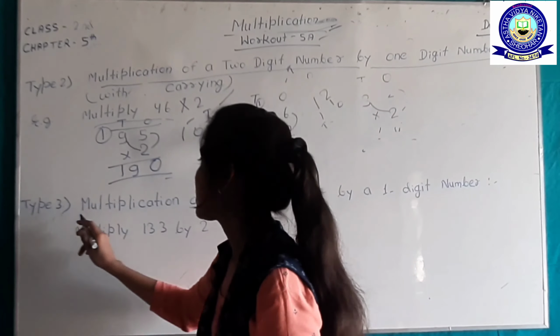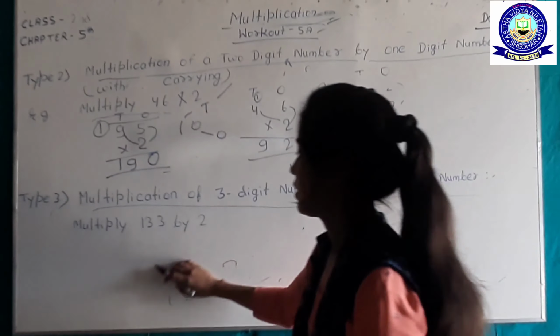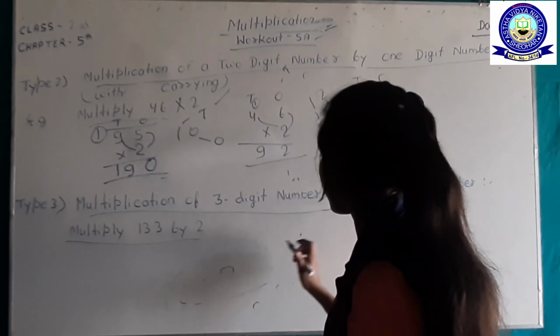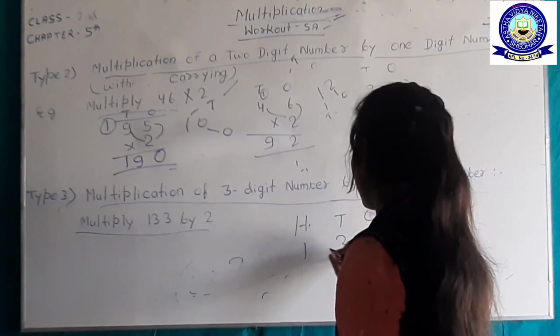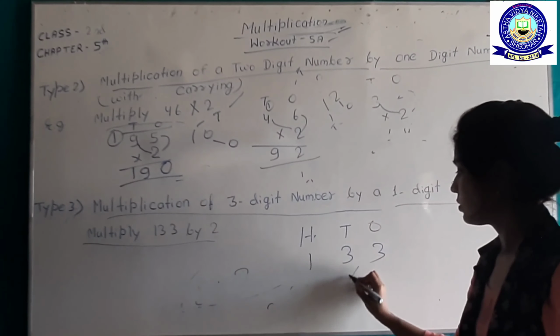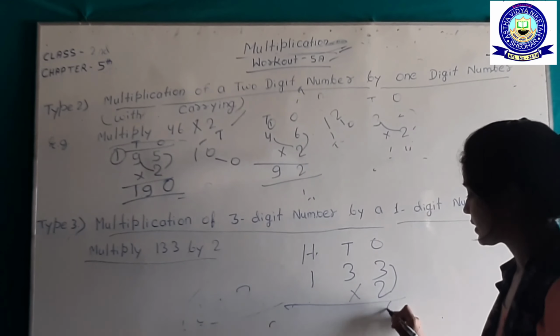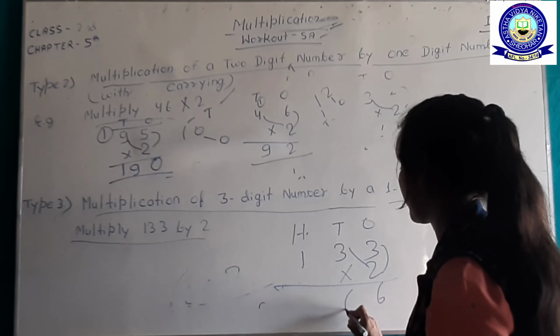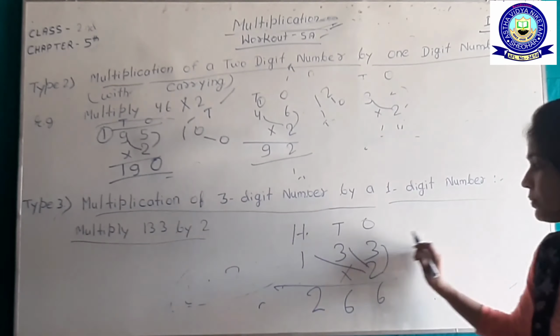And your type 3 question, multiplication of a 3-digit number by a 1-digit number. You have to multiply it: ones, tens and hundreds. 133 into 2. You have to multiply it. 3 into 2 we get 6. 3 into 2 we get 6. 1 into 2 we get 2. This is our multiplication of a 3-digit number.